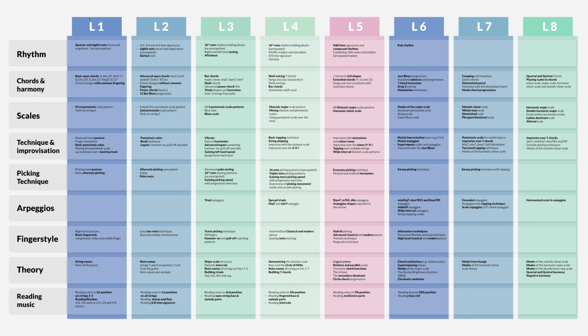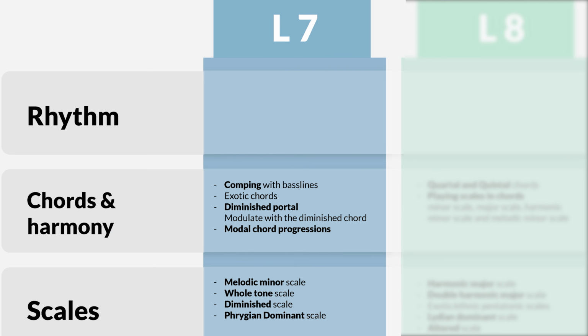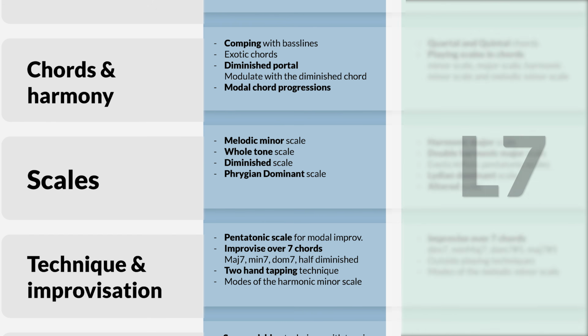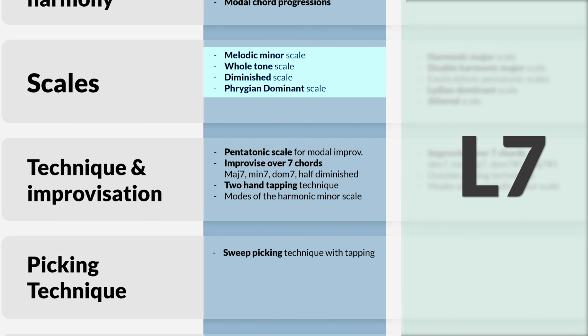Now we have finished the rhythm discipline in level 7. In the chords and harmony department you'll focus on the jazz standards by playing chords with bass lines. And you'll learn about extended chords that do not comply to the traditional chord building structure. Now you'll learn scales like the whole tone scale, the diminished scale and the melodic minor scale.